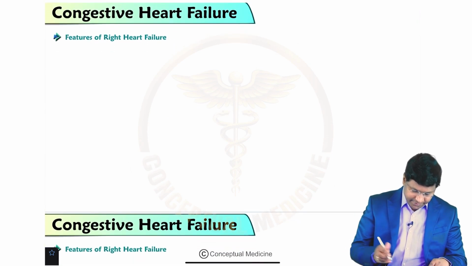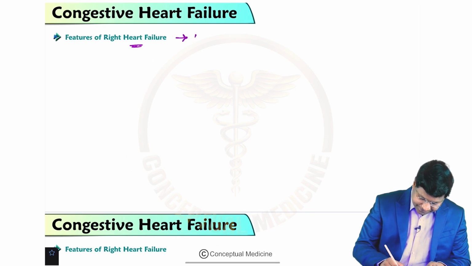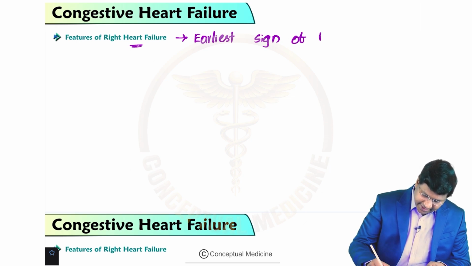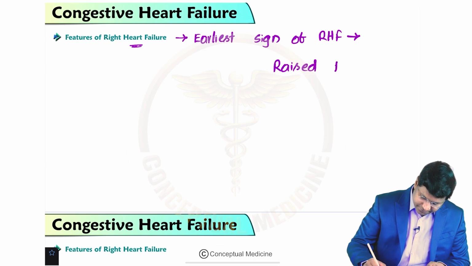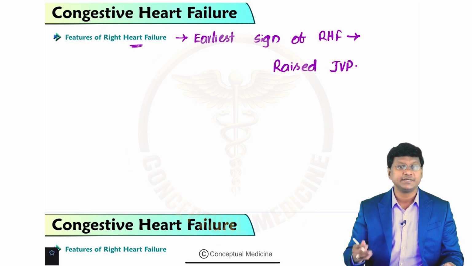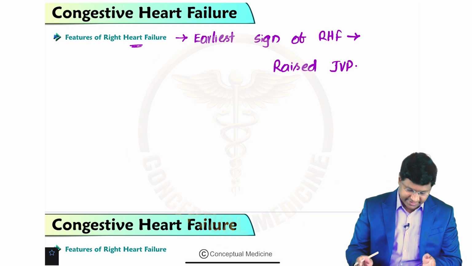Now, what will be the earliest sign of right heart failure? The earliest sign of right heart failure is raised JVP. That will be the earliest sign. And why is this JVP being raised and what is the mechanism? All that let me discuss in detail.